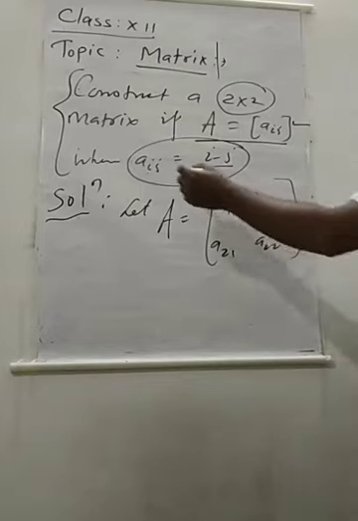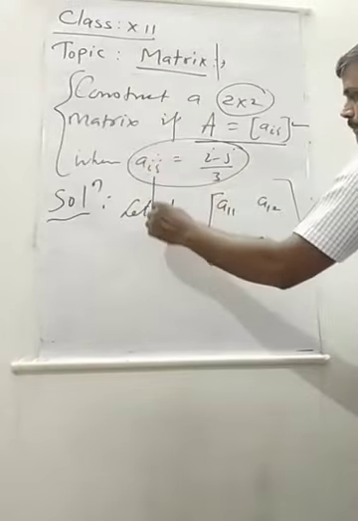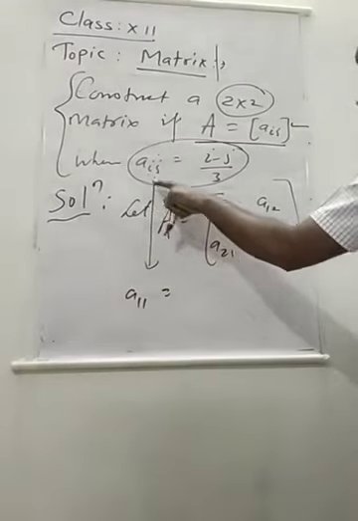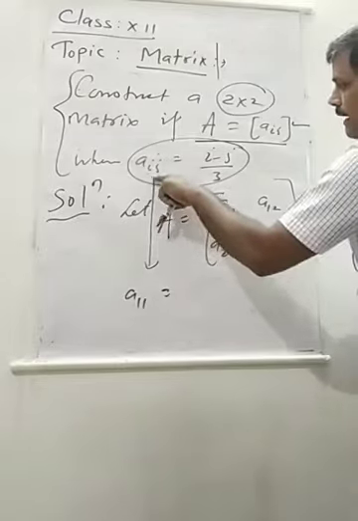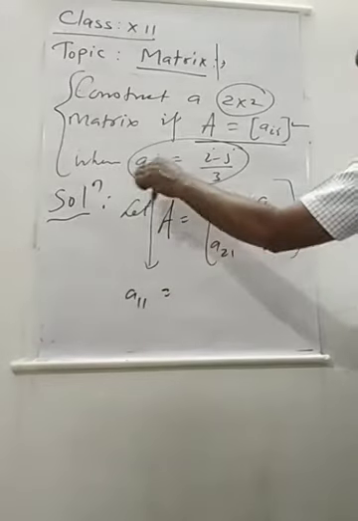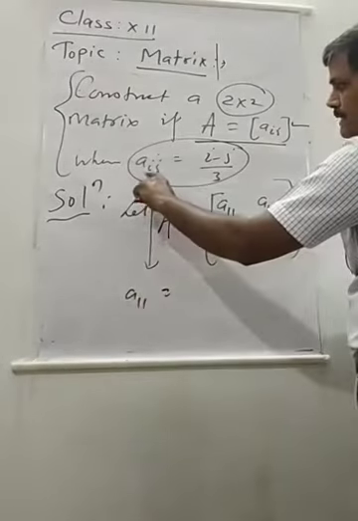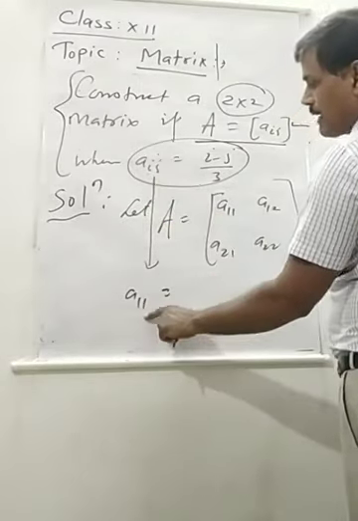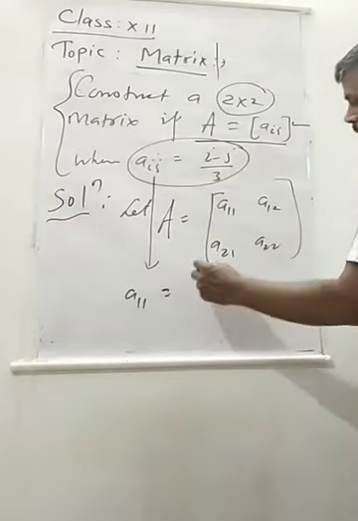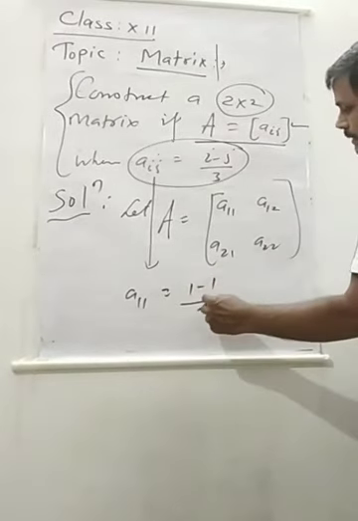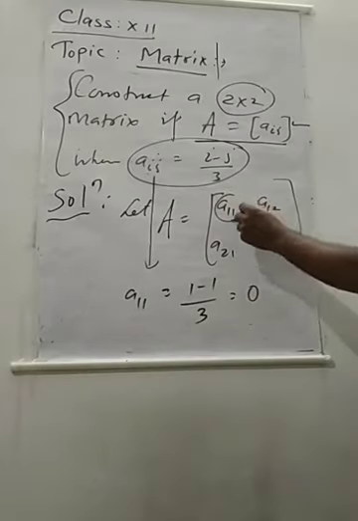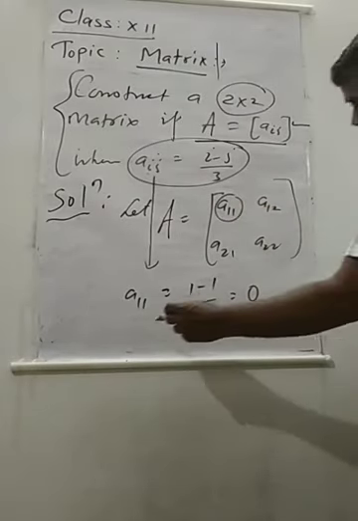A11, children, if aij is this, how can you find a11? Tell me. A11 means i equals 1 and j equals 1. Please compare: in aij, for a11, in place of i there is 1, and in place of j also there is 1. So put it on the right side also: (1 minus 1) by 3. It is 0 by 3, which means 0. So we have obtained the first element. It should be 0 there.